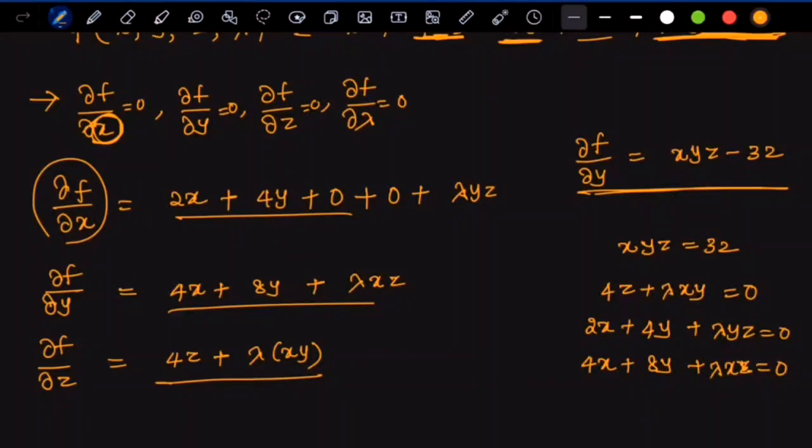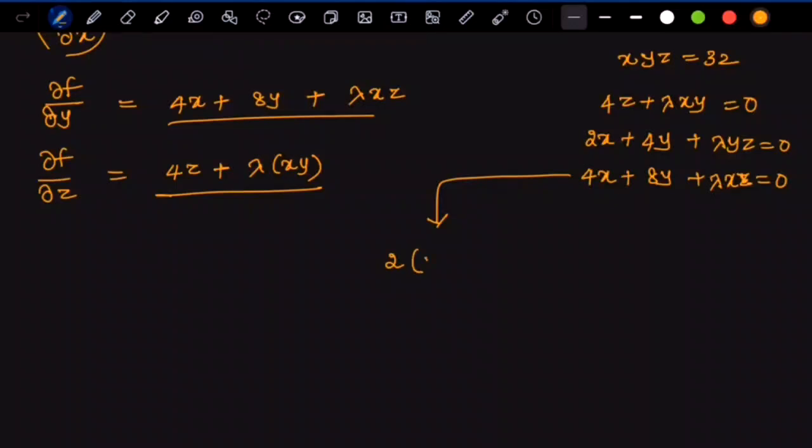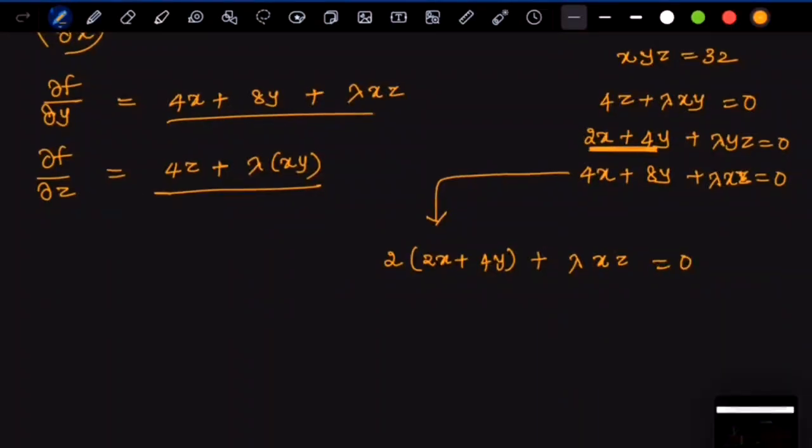So now you have 4 equations and 4 variables x, y, z and lambda. You can easily solve this system of equations. Let us see how to solve it. Consider this. This can be written as 2 into 2x plus 4y plus lambda xz is equal to 0. But from this particular equation, 2x plus 4y is simply minus lambda yz. So this is 2 into minus lambda yz plus lambda xz is equal to 0.